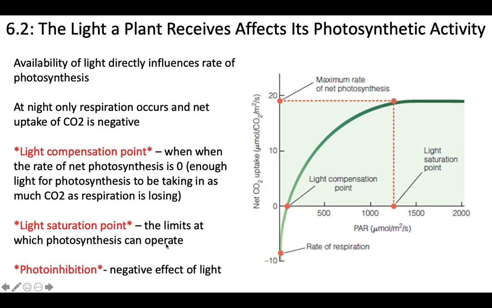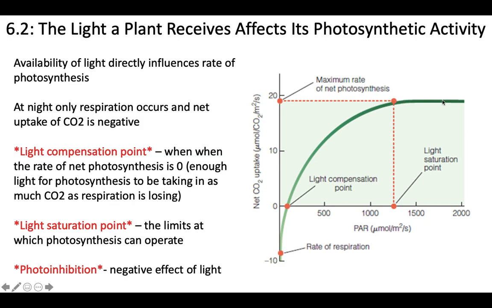Now, the light saturation point is the limit at which photosynthesis can operate. There is a limit for each individual plant based on its amount of chlorophyll, on the environment that it's in, and on the amount of PAR that it's receiving. That's the light saturation point. At that point, photosynthesis starts to plateau. That's the maximum rate of net photosynthesis. That's as much as it can do.